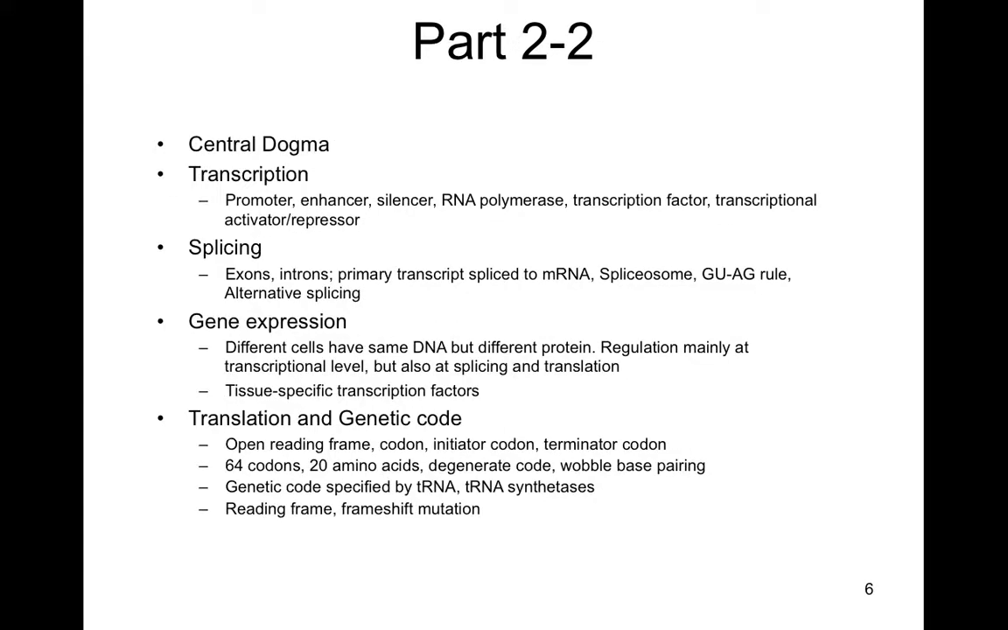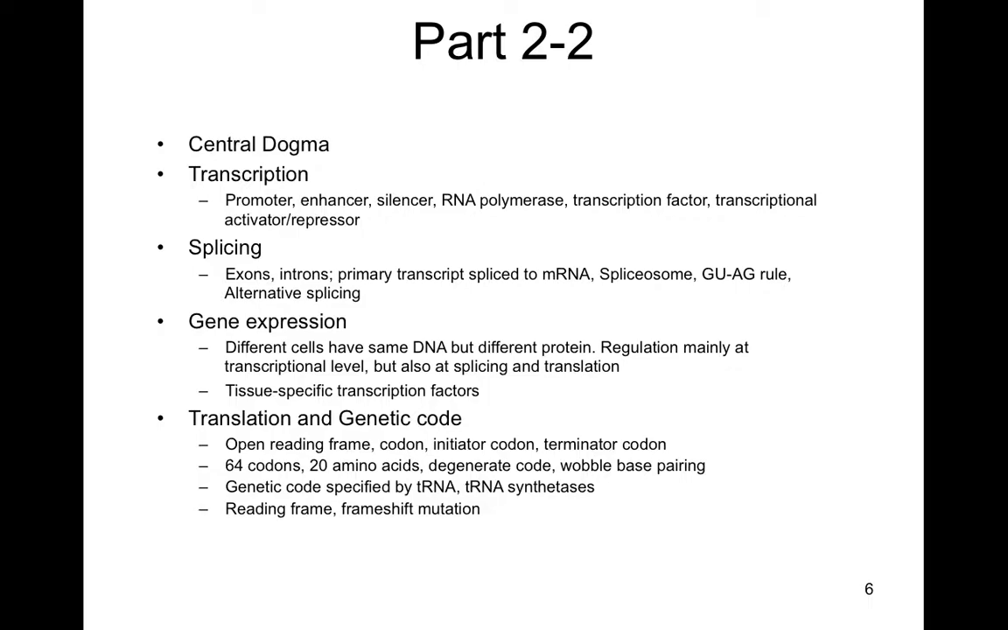The central dogma from DNA to RNA to protein really encapsulates how we go from the genotype to the phenotype. The genotype is in the DNA, that DNA is transcribed into RNA, and that RNA is spliced and then translated into protein, and it's the protein that does the activities in the cell that results in the phenotype. So first, the step from DNA to RNA is transcription, and remember all the different components of transcription: the promoter, the enhancer, silencer, RNA polymerase, the transcription factors, which can either be transcriptional activators or transcriptional repressors.